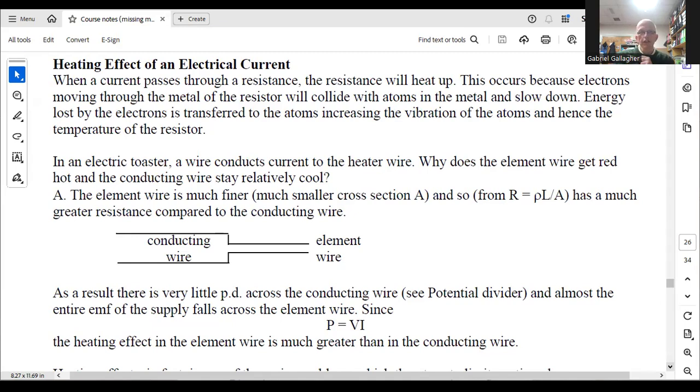Okay, we'll talk in the next section about the potential divider, and that will explain this difference between the thicker wire and the finer wire, and why the finer wire has all the voltage rather than the thicker wire. So I think that's a good point to stop for today.